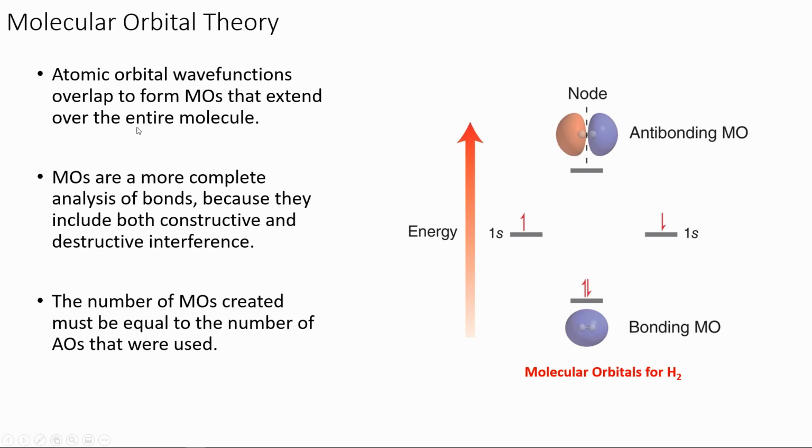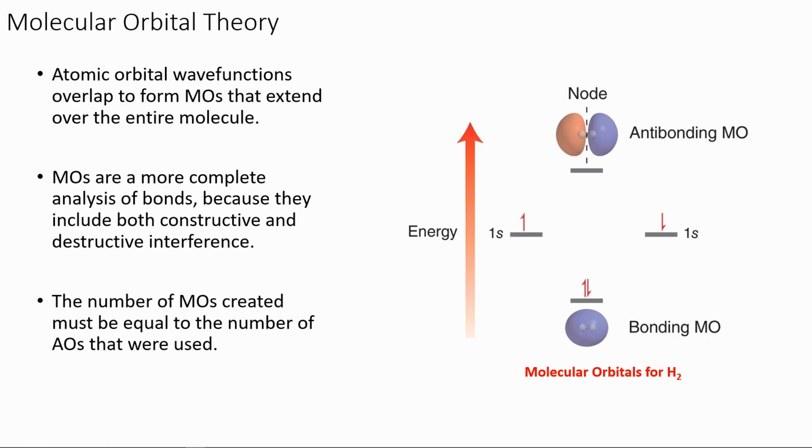So for example, let's look at hydrogen. With H2, we have two hydrogen atoms, each of which brings one atomic orbital, one s orbital, to the table. And when those two s orbitals get close together, they form a bonding molecular orbital. This bonding molecular orbital is a combination of those two individual atomic orbitals.